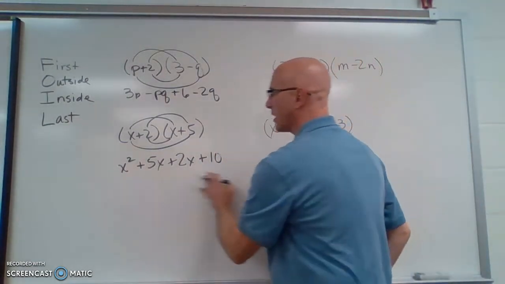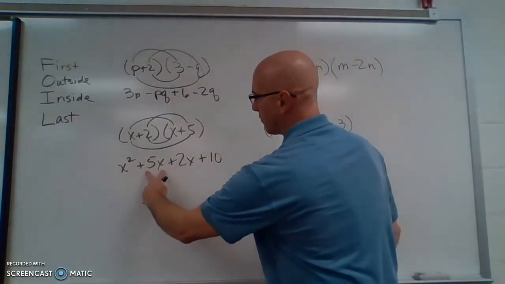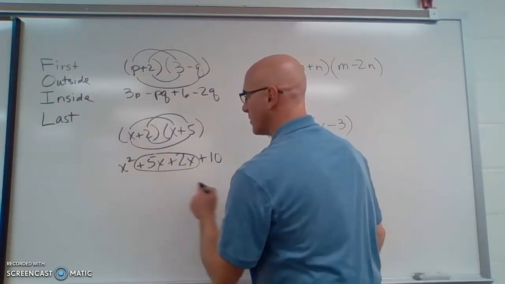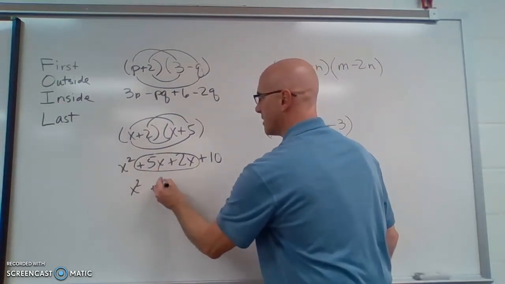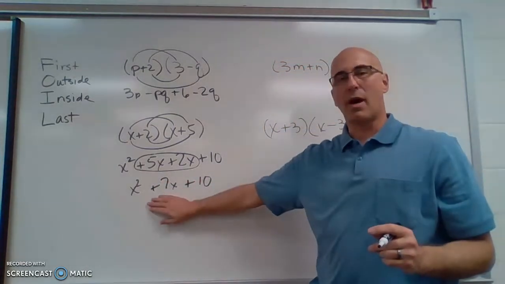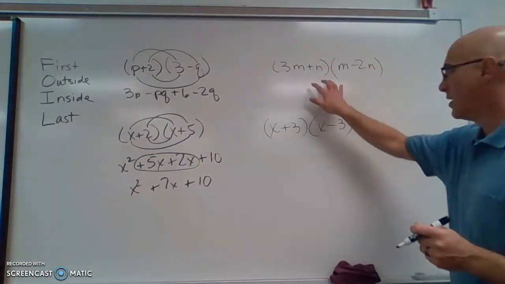Now what we do is we take a look and see if we can combine any terms that are alike. I notice here I have a 5x and a 2x, so I can combine those. So I've got an x squared, 5x plus 2x is 7x, and then I have a 10. So here is my product. Let's do a couple more examples.